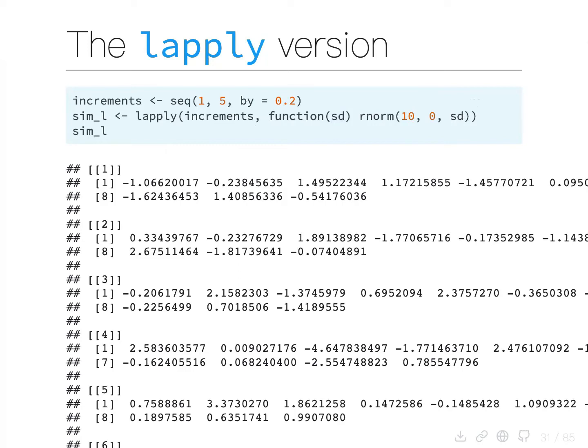Notice when I'm doing this, I do not have to pre-allocate a vector, right? I don't have to do anything other than tell it what I want to loop over and tell it the function that I want it to apply. Okay, and the results are exactly the same. The output is exactly the same.